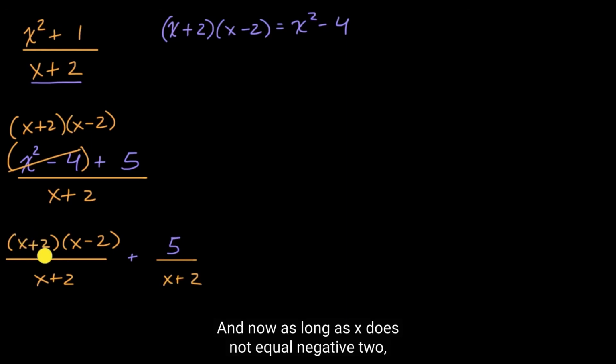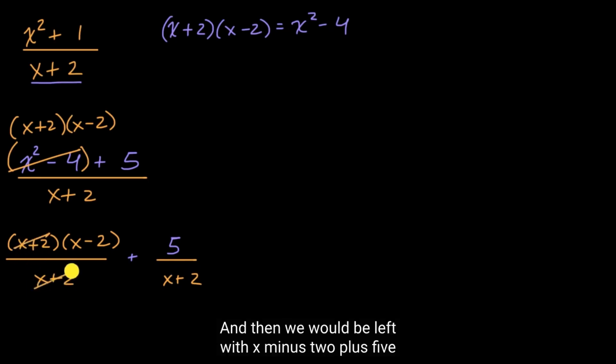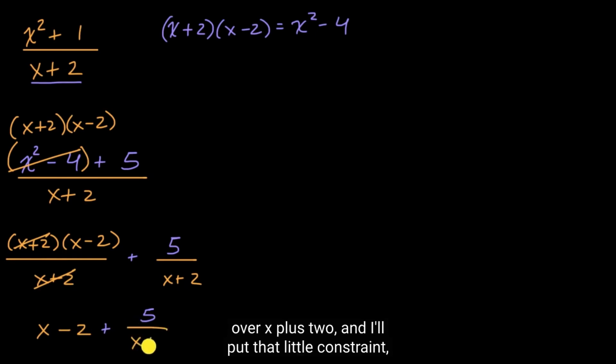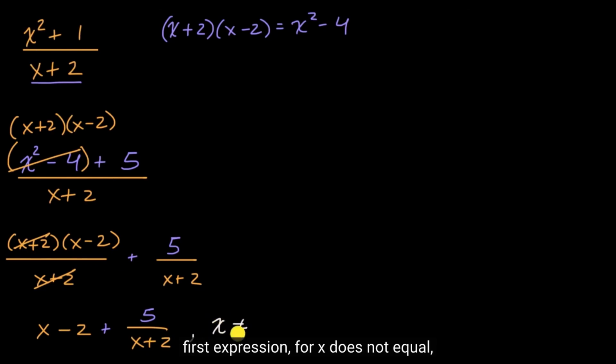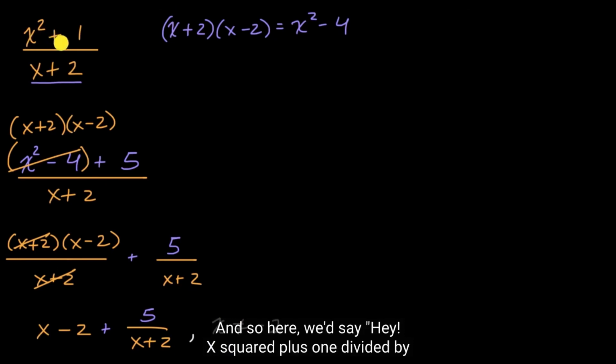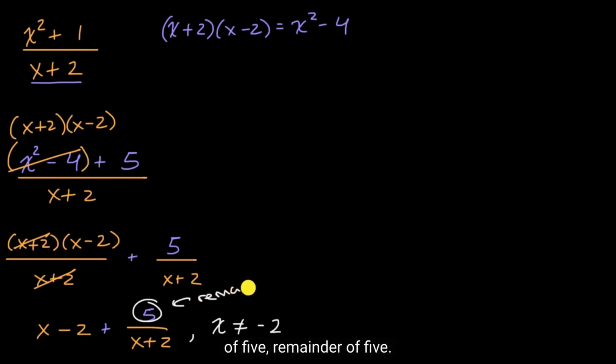And now, as long as x does not equal negative 2, then we could divide the numerator and the denominator by x plus 2. And then we would be left with x minus 2 plus 5 over x plus 2. And I'll put that little constraint if I want to say that this expression is the same as that first expression for x not equaling negative 2. And so here we'd say, hey, x squared plus 1 divided by x plus 2 is x minus 2, and then we have a remainder of 5.